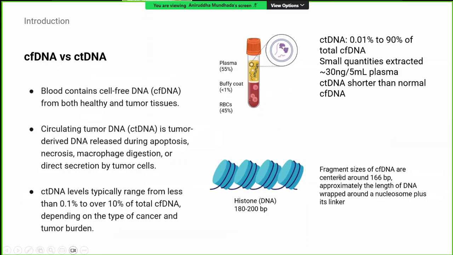On the right-hand side, in the second diagram, the histone modification, the histone proteins are shown, and it constitutes 180 to 200 base pair, and cell-free DNA are usually centered around 166 base pair, which approximates the length of the DNA wrapped around the nucleosome. So it suggests that the cell-free DNA has a correlation with the histone, or is in close approximation with histone proteins, and that is getting shed out.